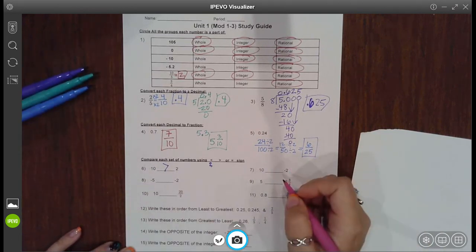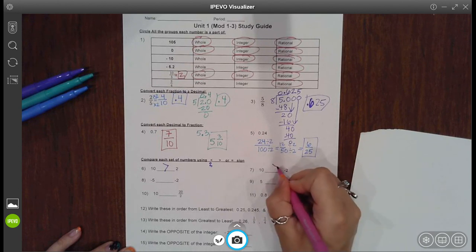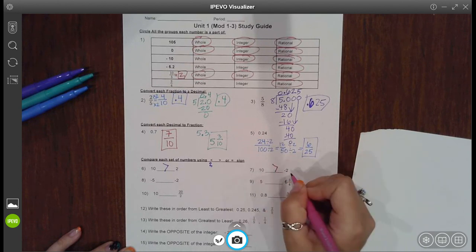For the next one, obviously a positive is bigger than any negative. So again, 10 is greater than negative 2.